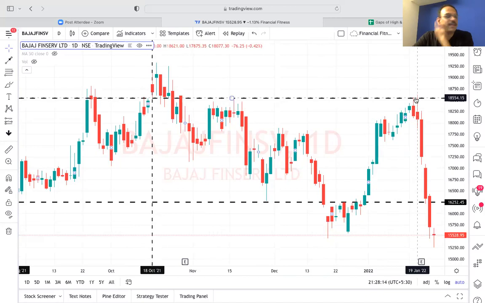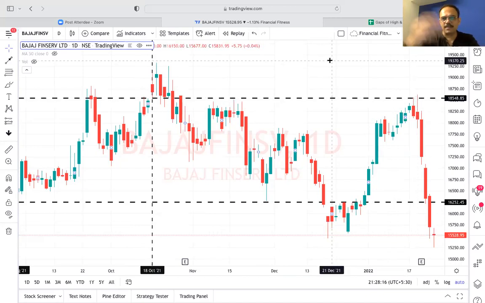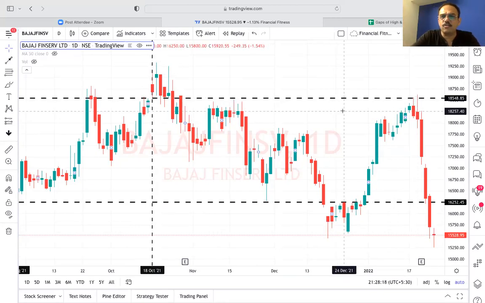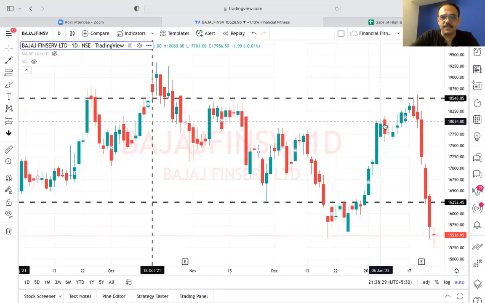Tejas is asking how we can find the gaps. There are tools available, charting tools are available to find the gaps. But if you are following a chart, if you are following any script, you will come to know where the gap is.